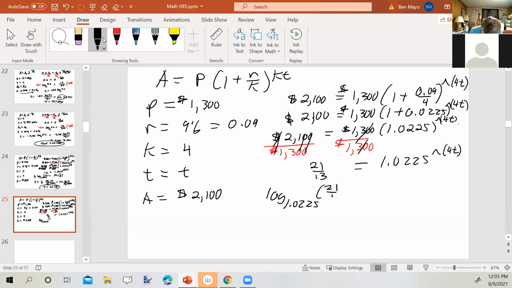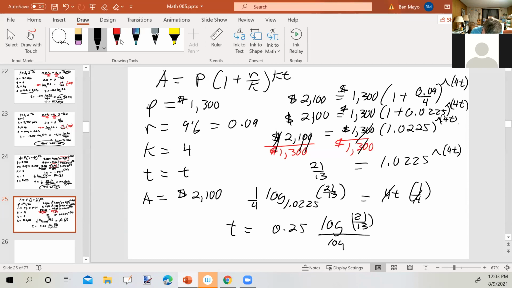Okay, so now I've got log base 1.0225 of 21/13 equals 4t. I'm going to multiply both sides by 1/4, which is the same thing as what? 0.25. So I've got t equals 0.25, change of base, log of 21/13 divided by log of 1.0225.